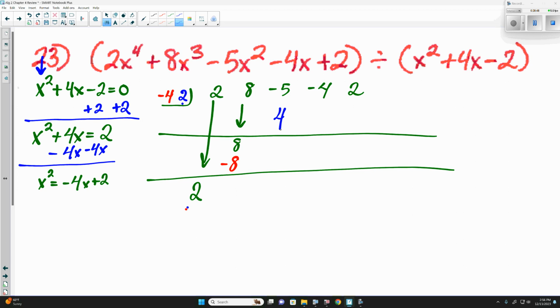Next thing we're going to do is add. Straight down, 2 plus negative 8 is negative 5 plus 4 is negative 1. Questions on this here? Now we're going to multiply the negative 4 by 0. Negative 4 times 0 is 0. Then we're going to multiply our 2 by the 0. 2 times 0 is 0.